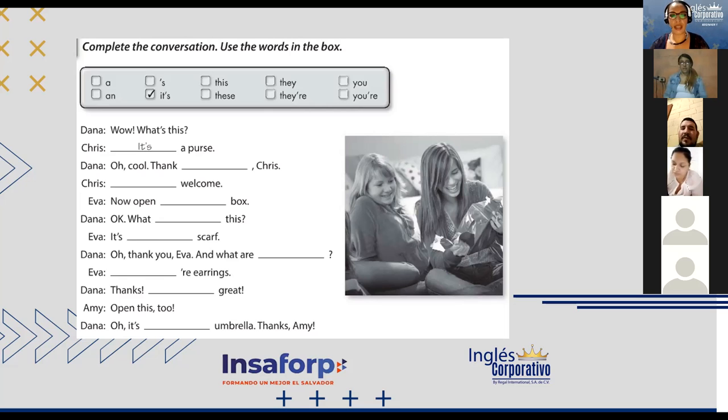And what are these? They are earrings. Thanks. They are great. Open this too. Oh, it's an umbrella. Thanks, Amy. Kind of weird gift, an umbrella.